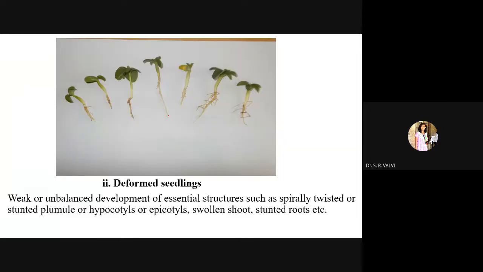Next, the second part, deformed seedling. Now see, in a deformed seedling what you observe is that the root is not well developed, this is the first characteristic. Second, see the shoot part: here it is swollen. See here in the image, a swollen shoot, that is again a characteristic of this deformed seedling, right? Then it is spirally twisted, meaning the structure is twisted.